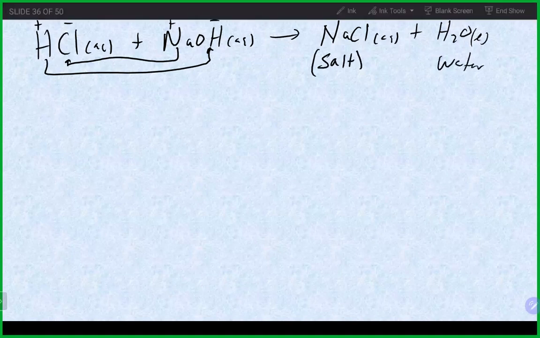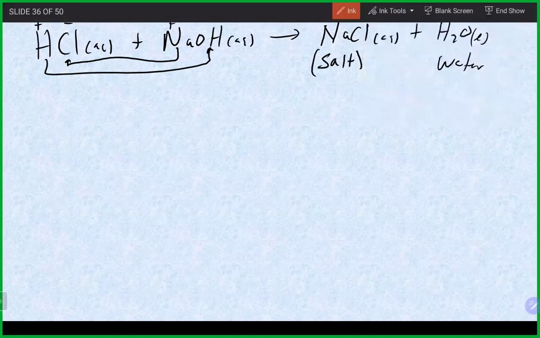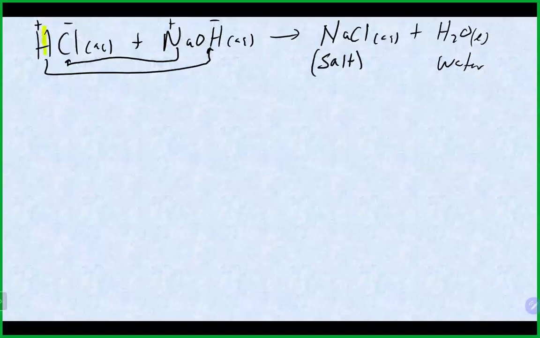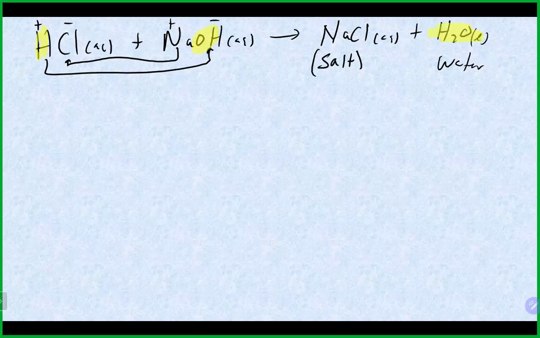Pretty much in this type of reaction, the H from the acid and the OH from the strong base is where you're going to generate your water from, always. So that's pretty much where the water comes from.